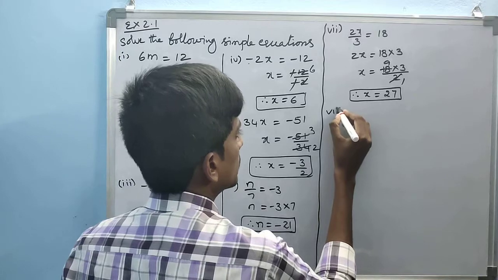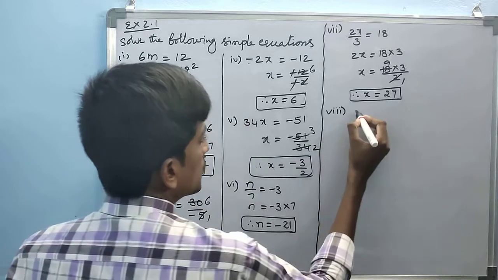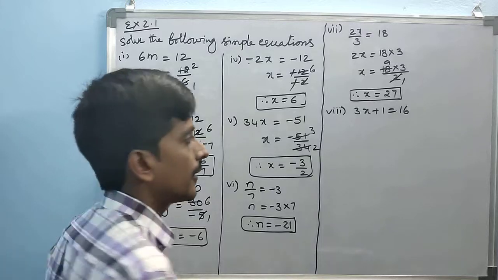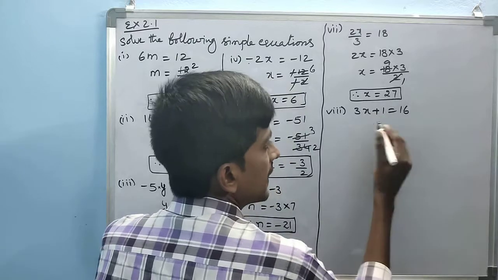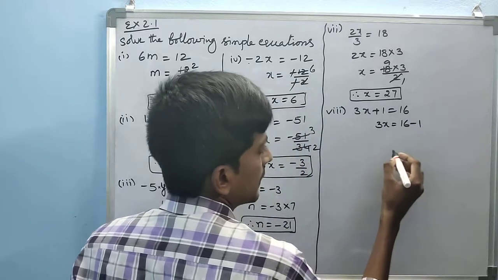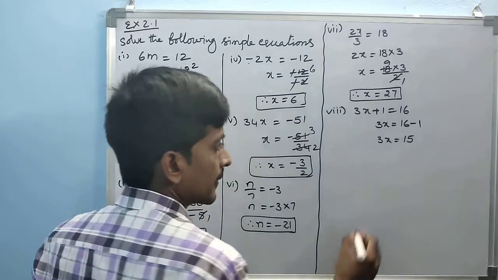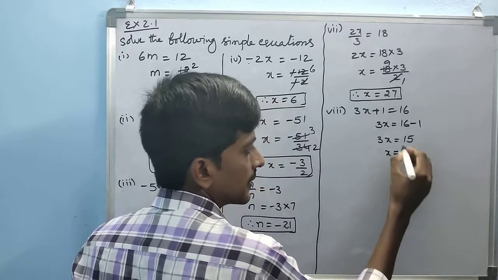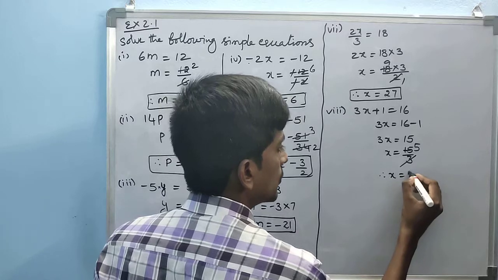And the 8th one, 3x plus 1 equals 16. Okay, here first the plus 1 is transferred to that side. 3x equals 16 plus 1, transferred to that side becomes minus 1. 3x equals 16 minus 1, 15. Here 3 into x, so x equals 15 transferred to that side division by 3. 1 times is 3, 5 times is 15. Therefore x equals 5.